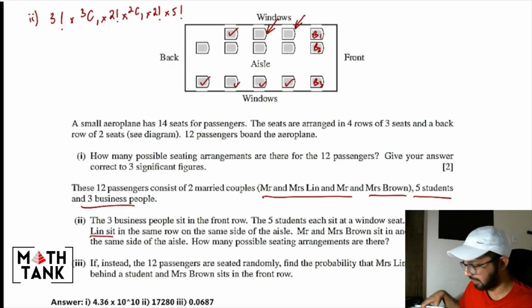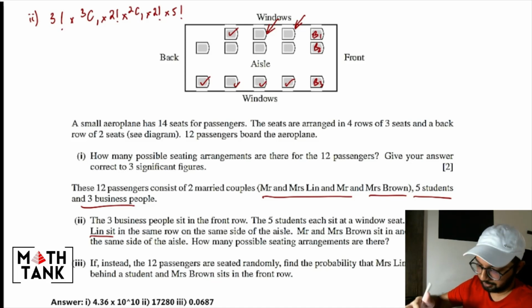I missed out the 2c1 because I didn't get the couples to sit one by one. I should have done that. Whenever you have a question like that, just do that. 6 into 3 into 2 into 2 into 2 into 5 factorial. Yep, that gives me the correct answer, 17280.